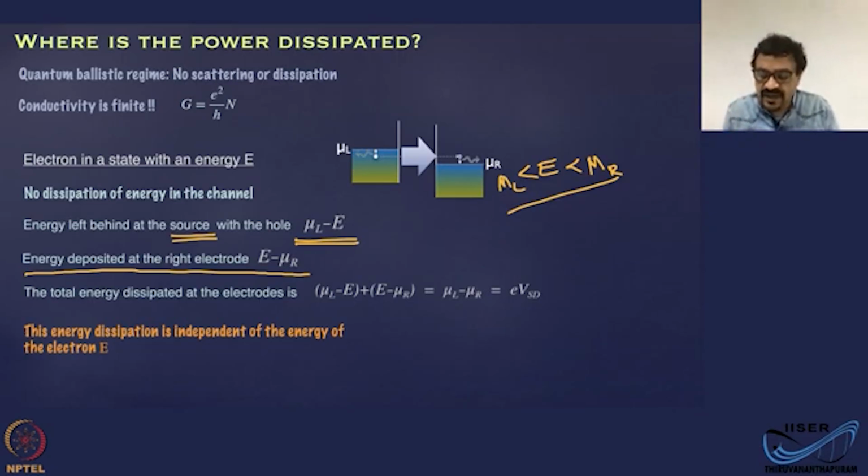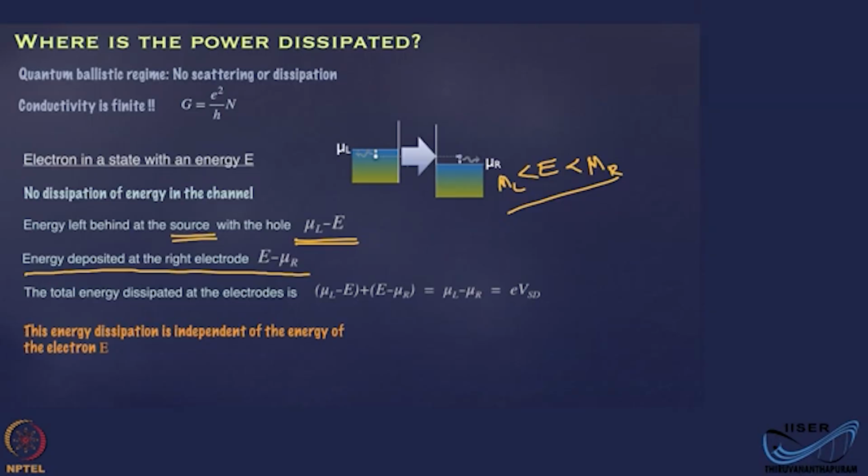So the energy left behind on the source side is μL minus E, and the energy deposited on the drain side is E minus μR. So the hole and the electron, in the process of moving from the energy level E to μL on the source side and from E to μR on the drain side, will dissipate the energy in the source and drain, because there are a lot of states there that they can undergo scattering into. Inside the channel, there are no states, because there are no states where they can actually scatter to.